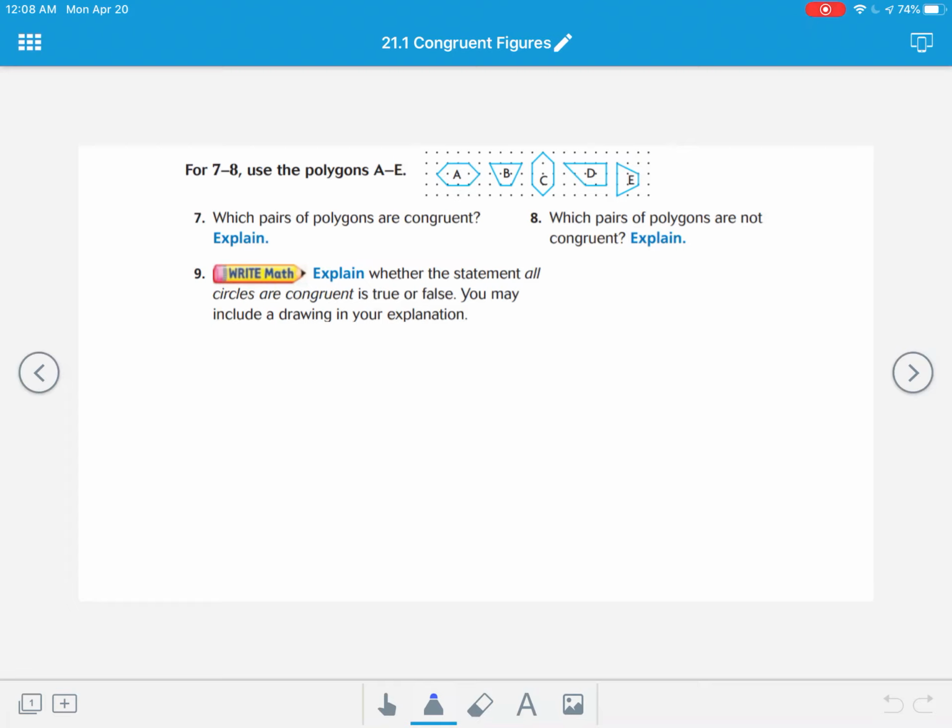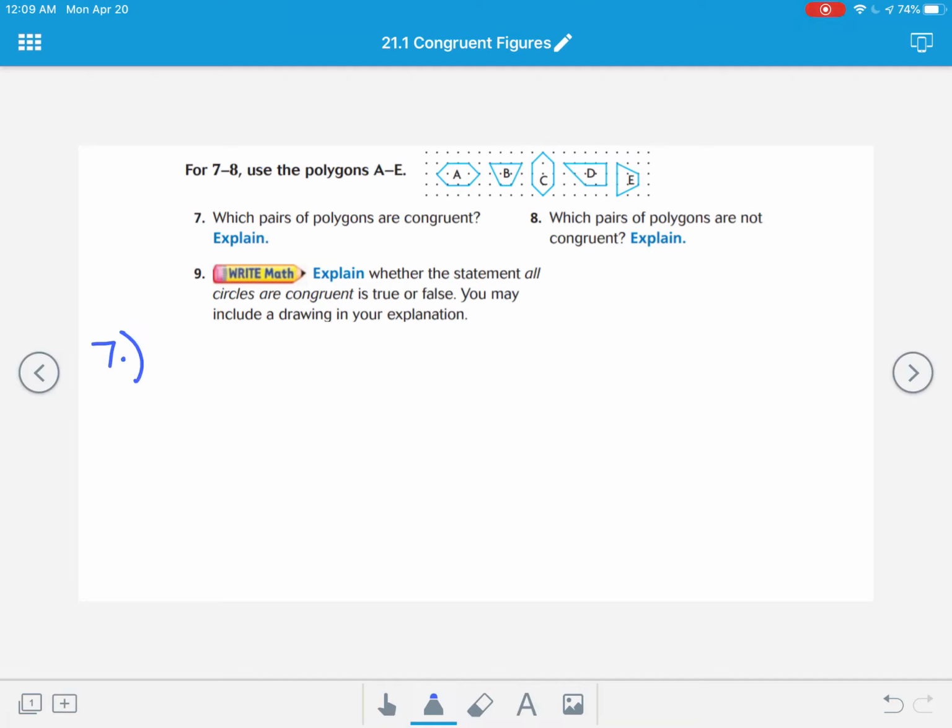All right, for number 7 through 8, we're going to use these dot pictures above. So it's going to be important that we count the dots when we're able to. That will help us make sure we are being accurate. Number 7 asks, which pairs of polygons are congruent? So we have polygon A, B, C, D, and E.